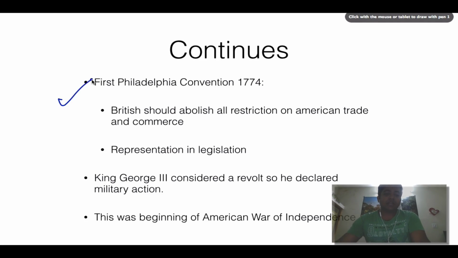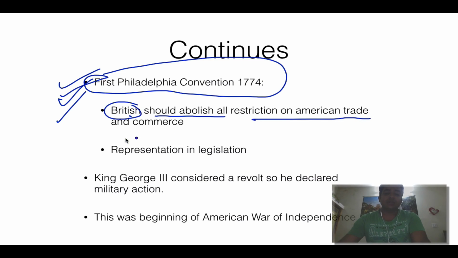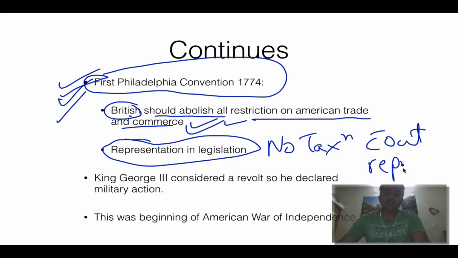Then the fourth and last event, which is the most important one, the First Philadelphia Convention happened in 1774. It led to only one thing, that Britain should abolish all restrictions on American trade and commerce. First thing first, then representation and legislation, that is, no taxation without representation. So please make sure you know these things.